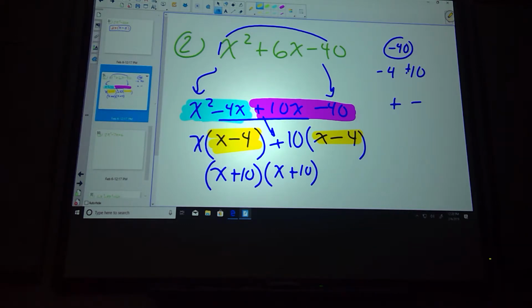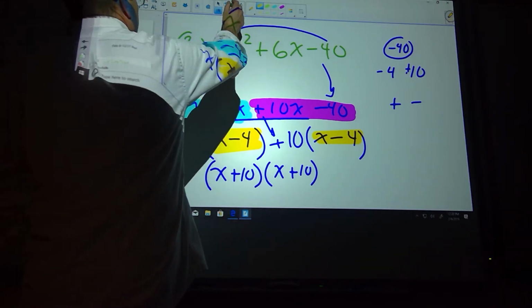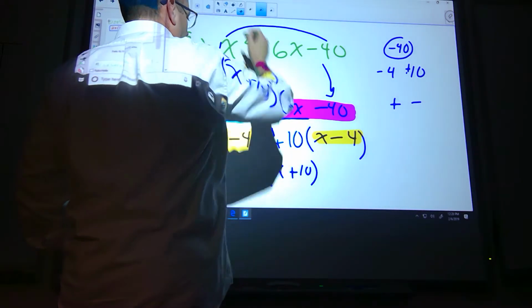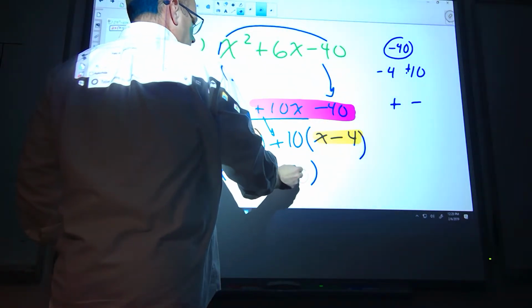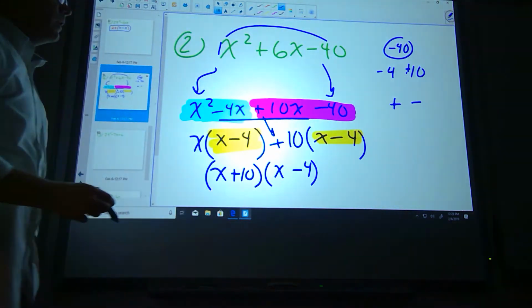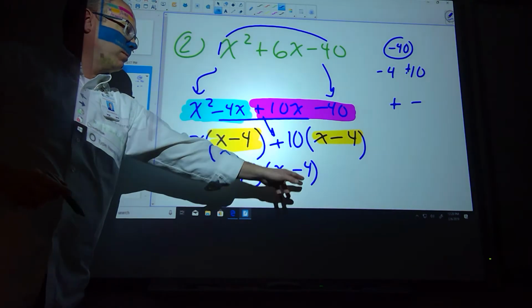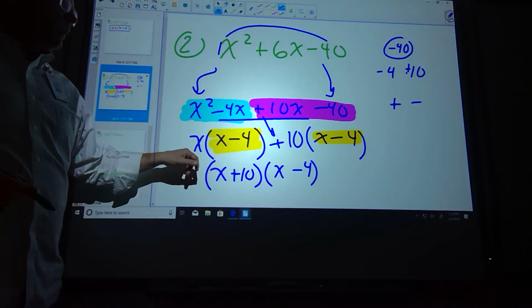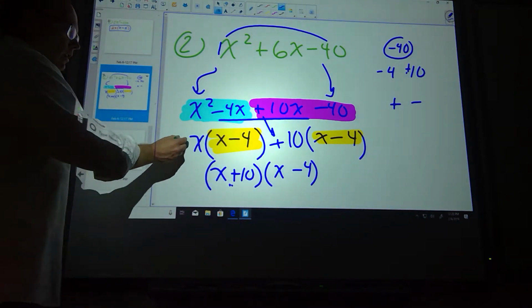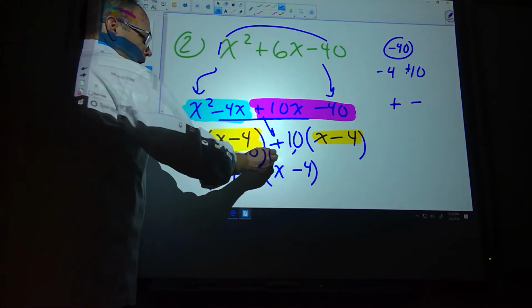So then, oh wait, I forgot to, silly me, sorry. Where's there? That should have been x minus 4, right? Oh, I'm sorry about that. So x minus 4 comes right down, but I have this and this left. So it goes into the other side of parentheses. So this x comes here, and this 10 comes here.